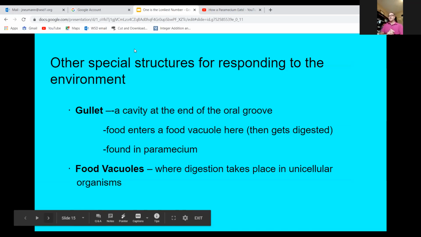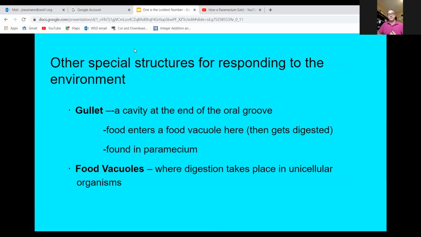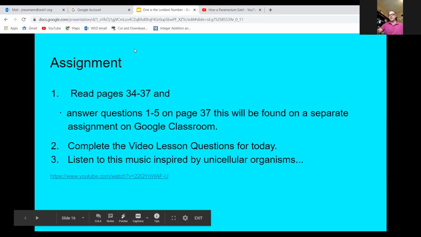Absolutely nothing. Okay, some other special structures that we've seen in these living things. The gullet. So the gullet is basically a cavity or a container. You can think of it as kind of like a little treasure chest that becomes a food vacuole. They're both involved in helping unicellular organisms like the paramecium to digest other unicellular organisms, which I'm sure you enjoyed in those wonderful slideshows.